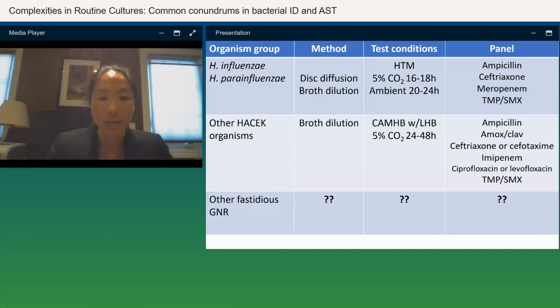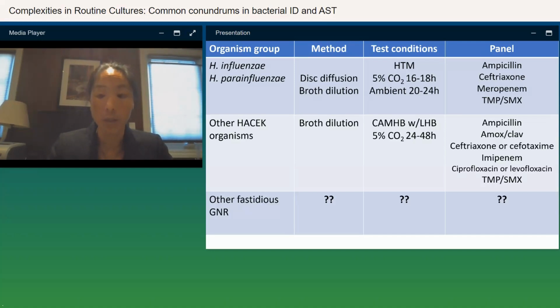For other HACEK organisms, we have different method and test conditions again, and different drugs that would be tested than the Haemophilus. And then for other unknown fastidious gram-negative rod, we have no idea how we would set up, if there's any standardized guidelines and interpretive breakpoints. So that is one issue, just not knowing how to test if we don't have an identification. And the other issue is if that testing is validated or verified in one's laboratory. Certainly not automated instruments, and certainly without an identification, you couldn't even send out an organism to a reference lab to ask for an appropriate susceptibility panel.